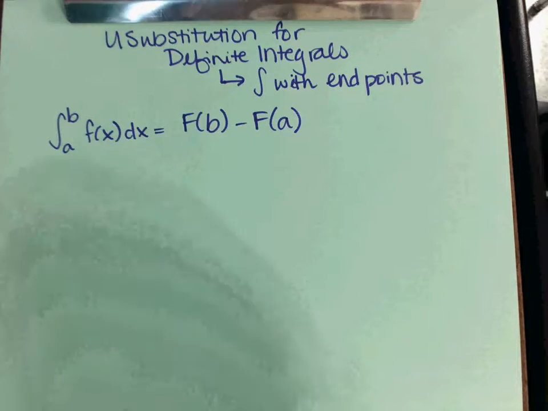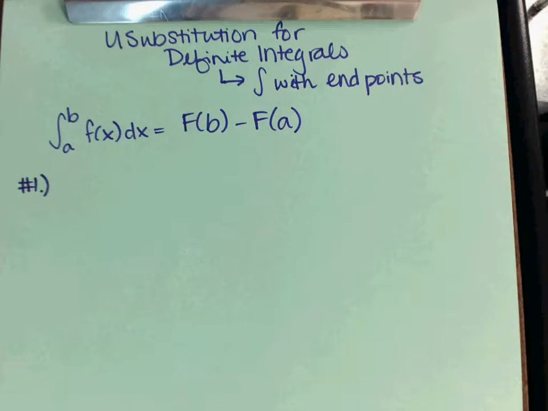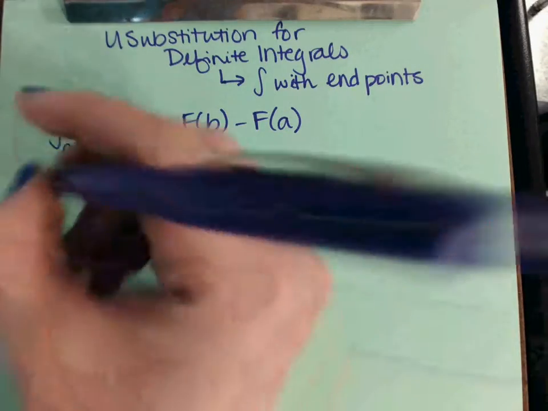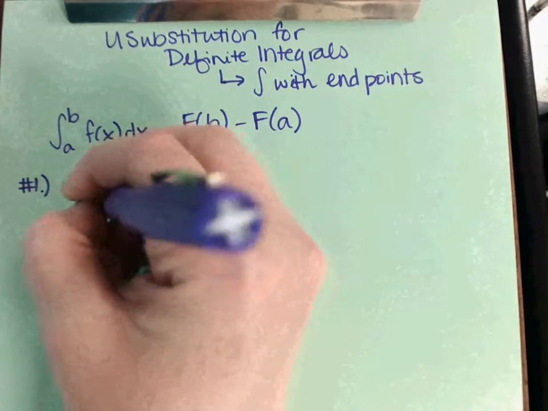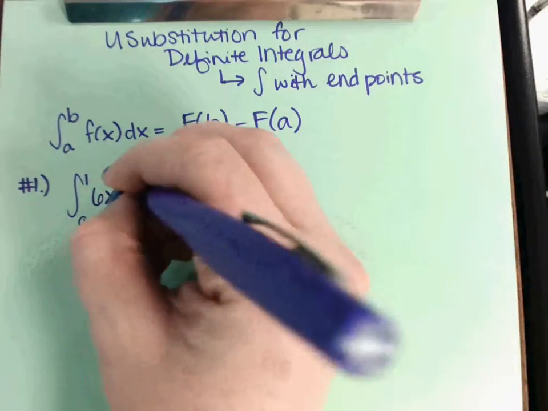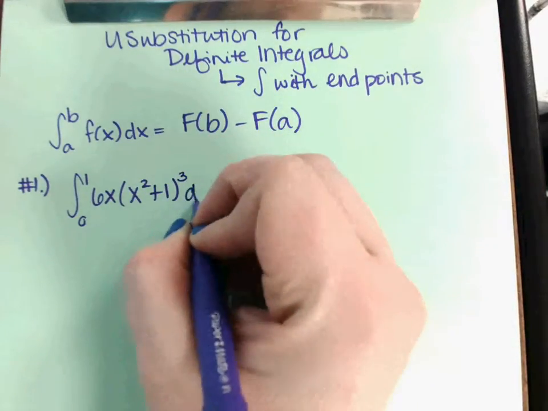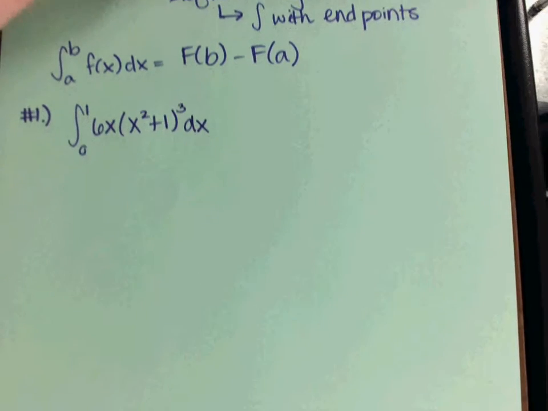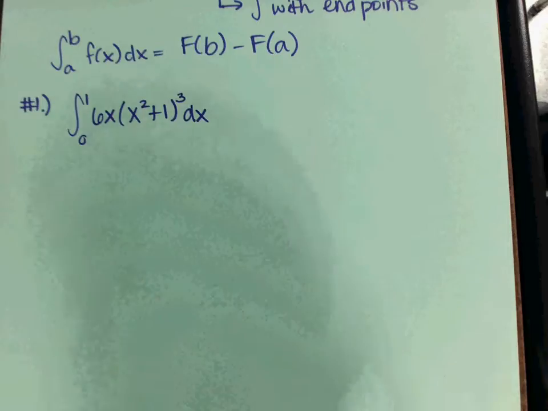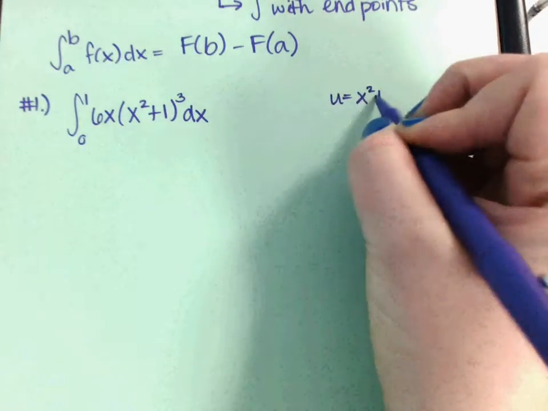Okay, so if you are doing the integral, ready? This is number 1. We'll write out steps for the shortcut. You would do the integral from 0 to 1 of 6x times (x squared plus 1) cubed dx. Okay, the beginning part is the same. What would I pick as my u? Oh, x squared plus 1. Okay, x squared plus 1. What is du dx then?